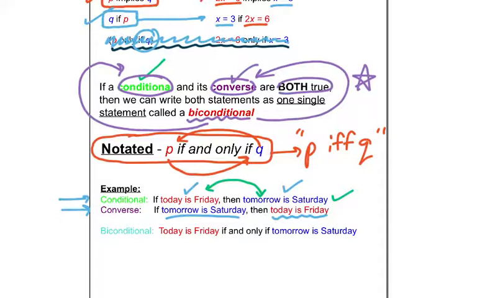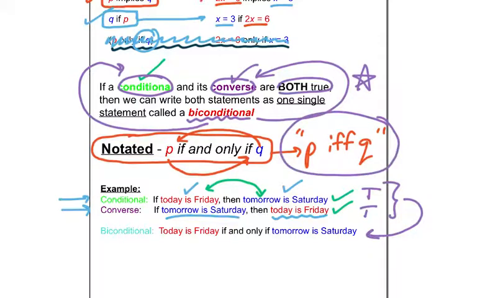That's our converse. If Q, then P. Is that true? If tomorrow is Saturday, does that mean today has to be Friday? Well, yeah, again, on a normal calendar, yeah. So look what you found, friends. You found a conditional that's true. You found a converse that's true. So can we make a biconditional? Oh, you betcha.